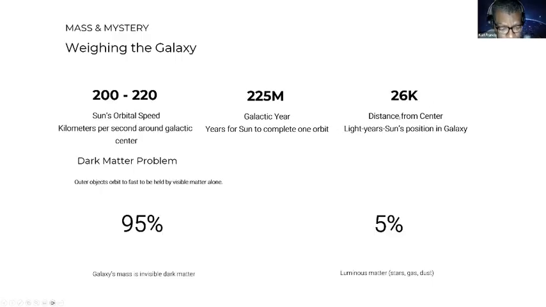The dark matter problem. And this is where we start to speak about this, because we actually use the sun to analyze the situation with this matter imbalance, right? And we're actually going to walk through an example of how to do that. Okay. So the basic problem is the outer objects of the galaxy orbit way too fast to be held by the visible matter that we see. In fact, 95% of the galaxy's mass is invisible dark matter, right? While only 5% is luminous matter, the matter we can see: the stars, the gas, and the dust.